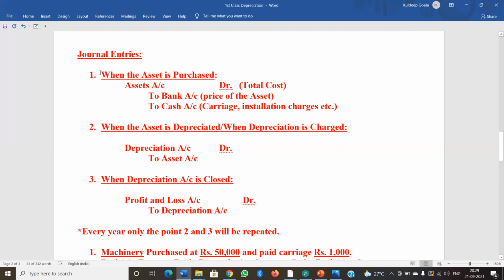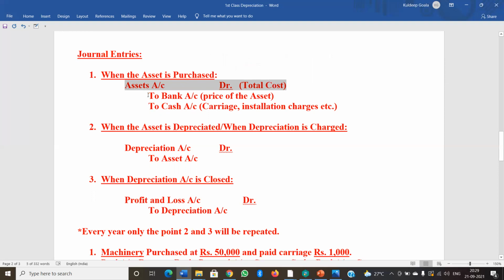So सबसे पहले क्या होता है? First thing, the asset needs to be purchased. Okay, then only depreciation is possible. Otherwise, without asset, there will be no depreciation. So when asset is purchased, जब asset खरीदा जाएगा तो क्या होगा entry? Asset account debit. Asset is a real account, so it comes in debit. Asset account debit. To money goes out.